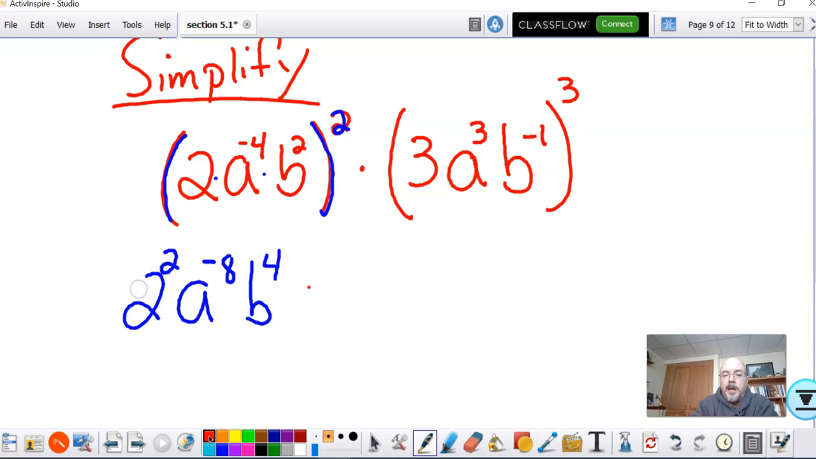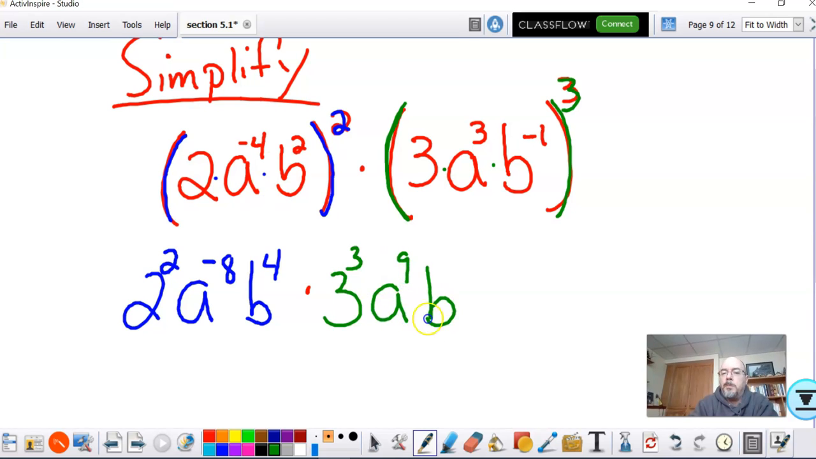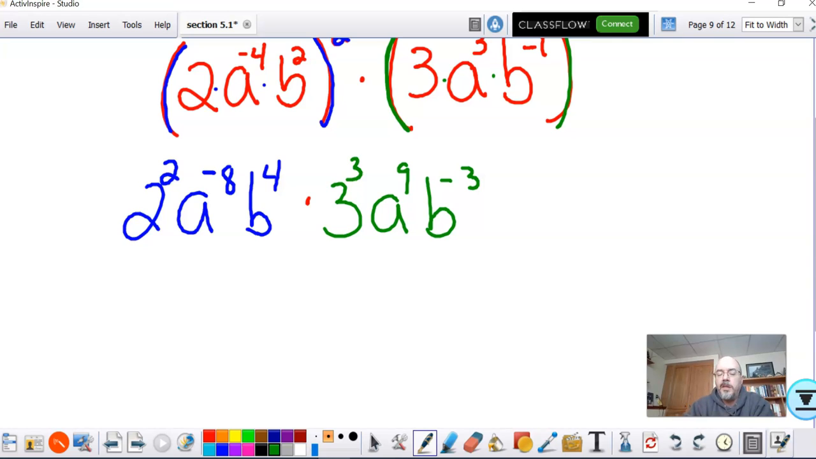Now there's a times sign here. I also notice there's grouping symbols around this one to the 3rd power. I'm going to rewrite that. That's going to be 3 to the 3rd power, because again, there's a times sign in between everything. And then this is going to be a to the 9th, and then b to the -3. Well, we're not done yet. We're going to put as many things together as we can. What I do know, ladies and gentlemen, is that 2 squared is 4.